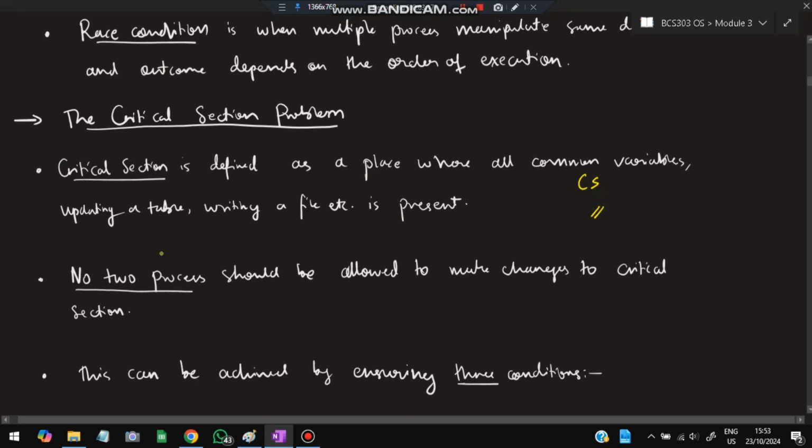So no two processes should be allowed to make changes to the critical section at the same time. What will happen if two processes are allowed? They will override the changes of each other, right? One process will write something, the second process will write something, and it will be overwritten again. So in that case there will be no consistency in the data. That is the critical section problem.